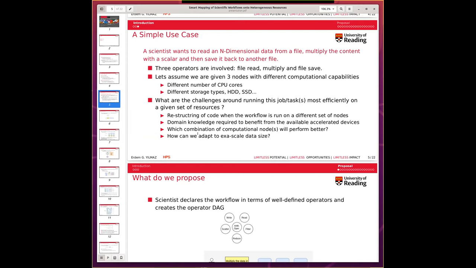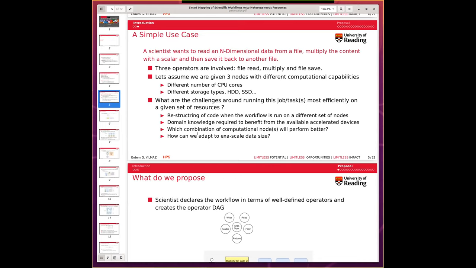What are the challenges around mapping these tasks to these resources in the most efficient way? To make use of the underlying hardware, you need to restructure your code so that it runs faster and better. But to do that, you need domain knowledge to use the accelerated devices.